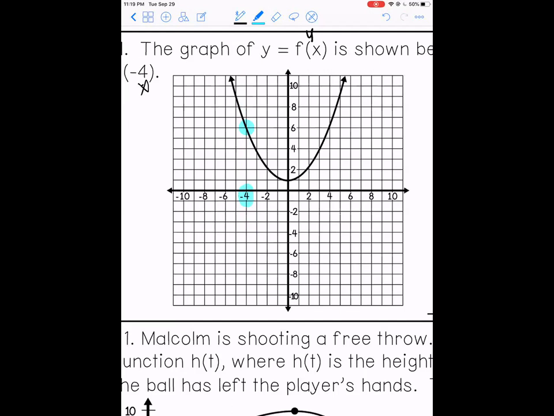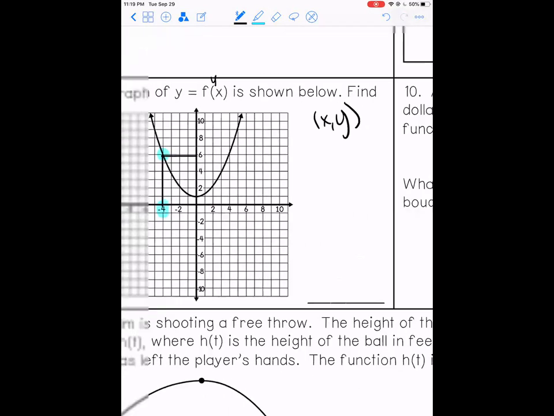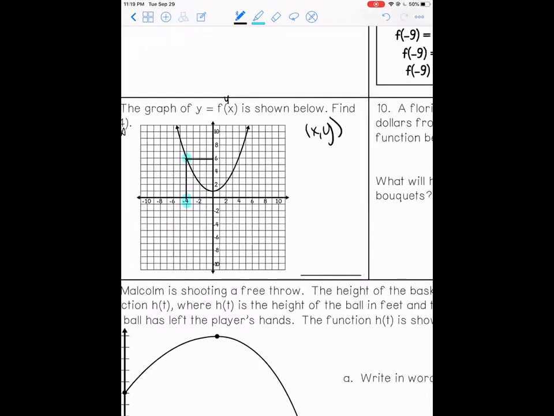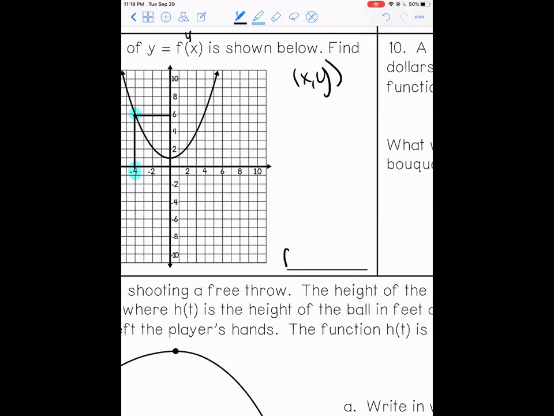And the answer would be 6. So our evaluation of f of negative 4 equals 6.